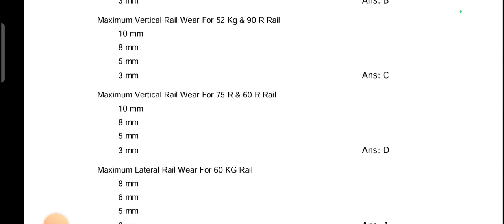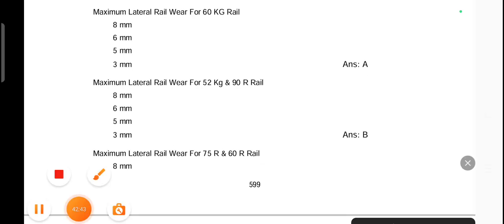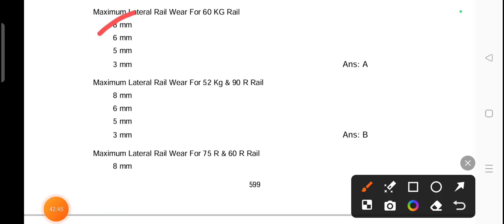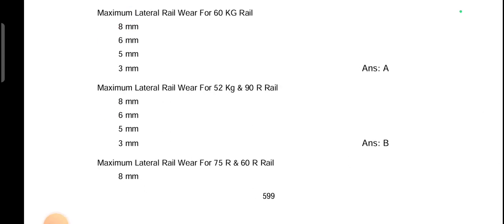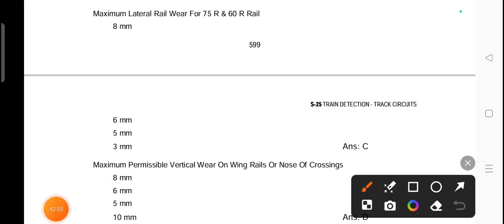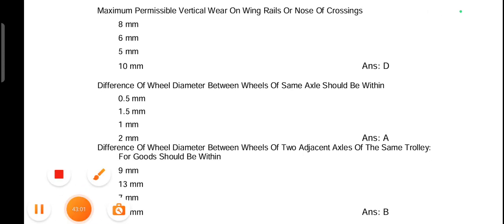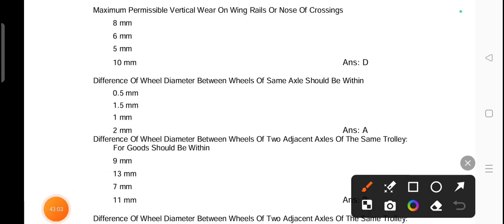Maximum lateral rail wear for 60 kg rail, 8 mm. Maximum lateral rail wear for 52 kg and 90 R rail, 6 mm. Maximum lateral rail wear for 75 R and 60 R rail, 5 mm. Maximum permissible vertical wear on wing rails or nose of crossing, 10 mm.